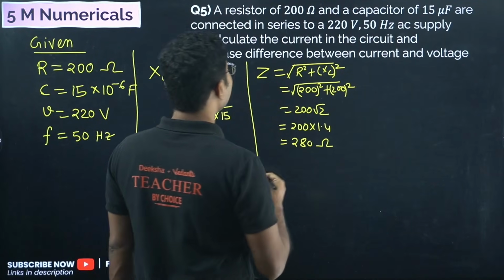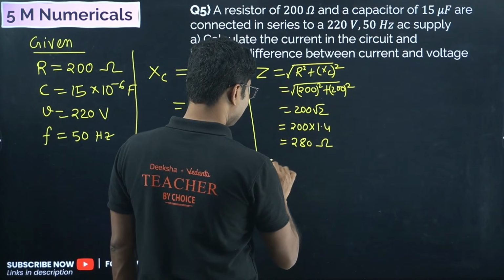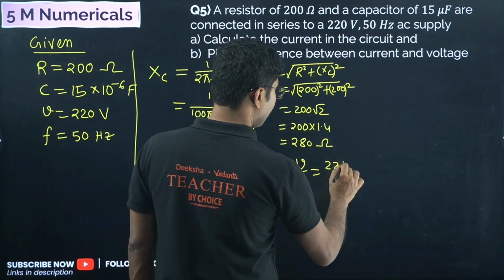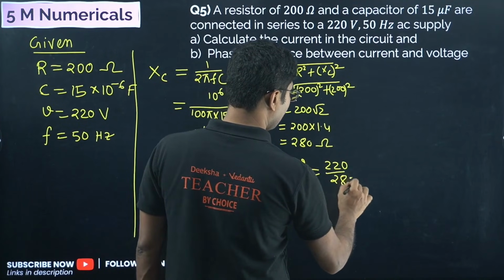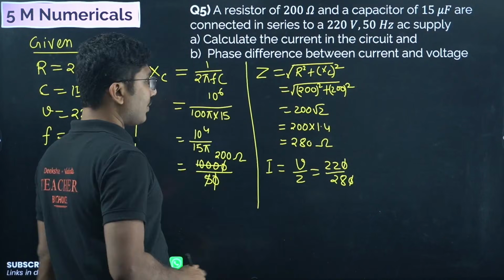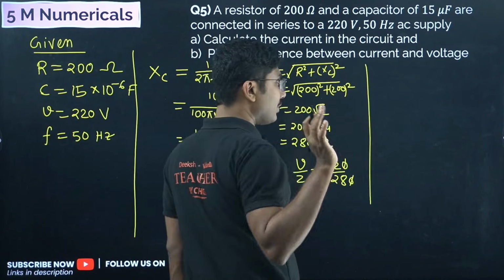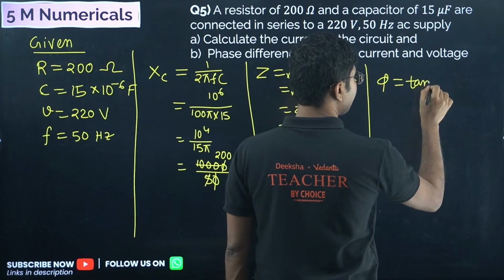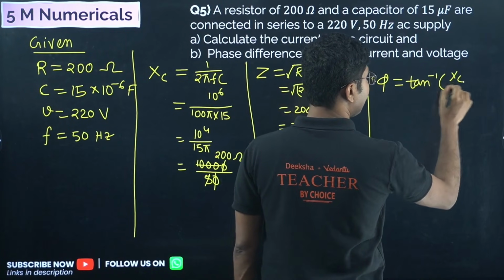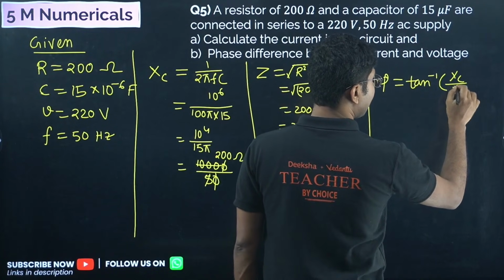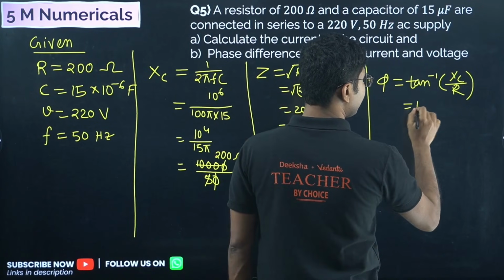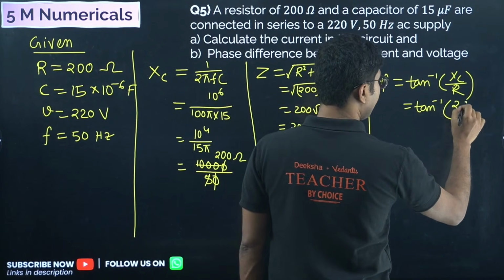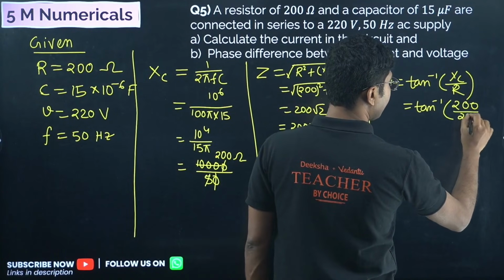Okay, so what is the current? Current in the circuit is given by voltage divided by Z, that is 220 divided by 280. Okay, and what is the phase difference? I will tell you the answer, but first let me write everything. Phase difference is tan inverse XC divided by R. So this is tan inverse of almost 200 divided by 200, that is 1.